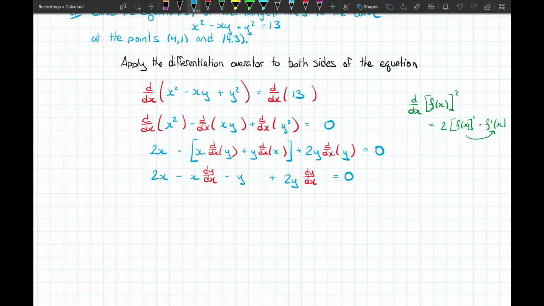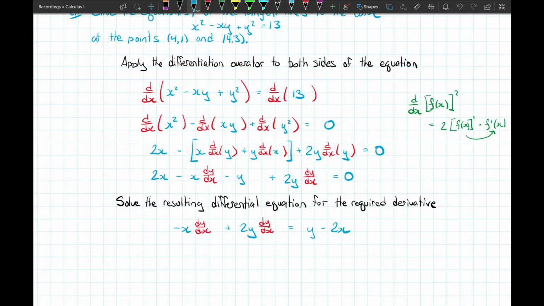It's just an equation like any other. We can still add and subtract any value from both sides of the equation. We can still multiply both sides of the equation by any non-zero value. All of those standard equation properties apply. And all we really need to do is start collecting some terms, factoring and simplifying, so we can get dy by dx isolated.